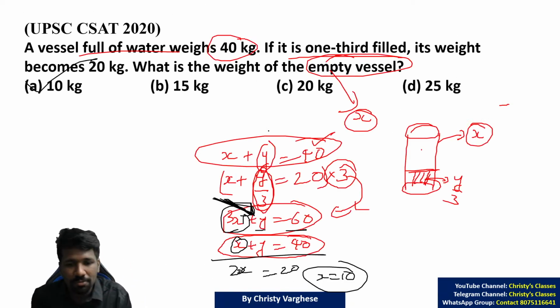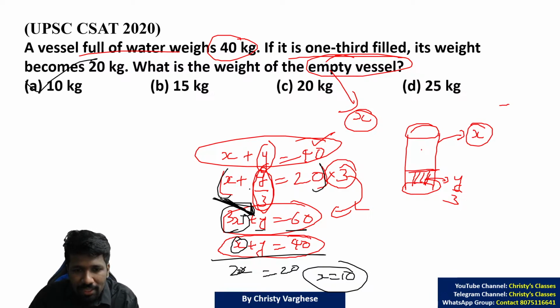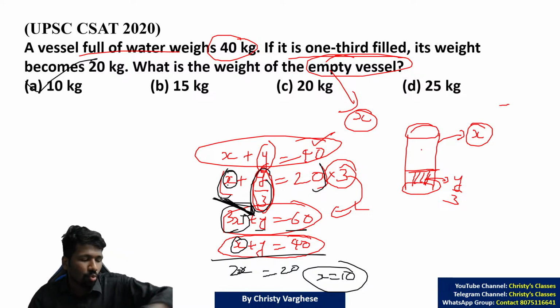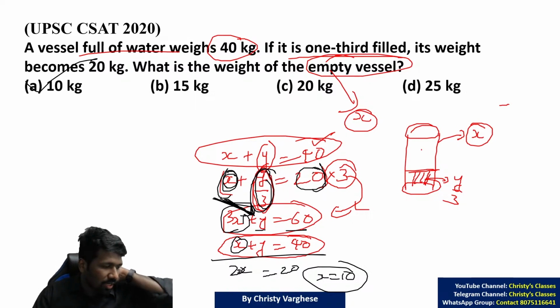How x becomes 3x? Because I have multiplied this equation completely by 3 to avoid y by 3. So x should also be multiplied, otherwise it is wrong. Multiplying means throughout I have to multiply. So x becomes 3x, y by 3 becomes y by 3 into 3, 20 becomes 20 into 3, 60.